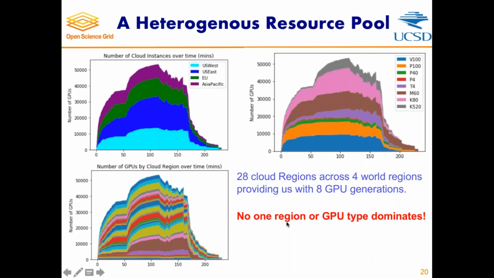The message here is no one region or GPU type dominates. If you want to really scale to 400 petaflops, you have to basically buy everywhere.